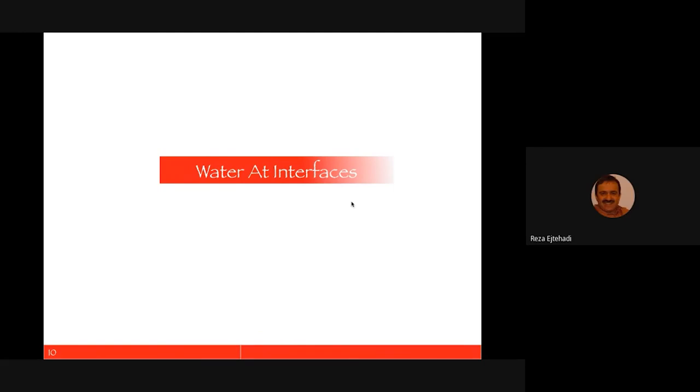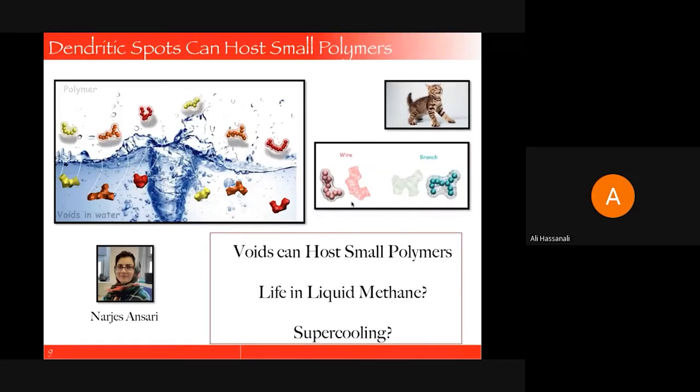Sorry, may I ask a question, Ali? Go ahead, Reza. I'm wondering if some kind of polymers can fill this void. If we look at the solubility of the different polymers, we should find a peak when the size or shape of the polymers matches the size of the voids that you have here. That's a fantastic point, yes.